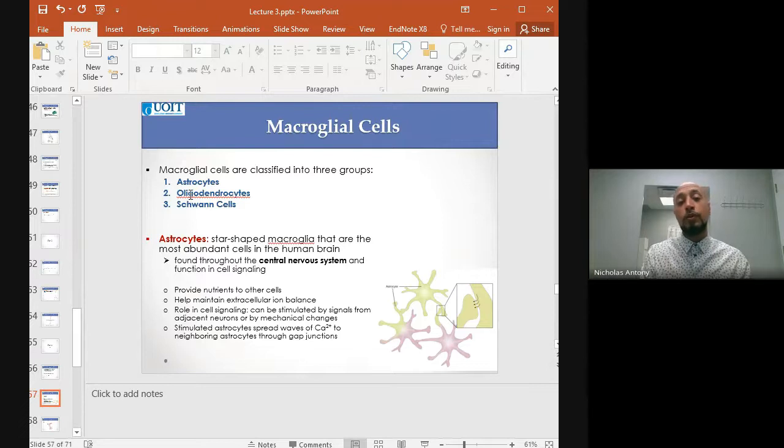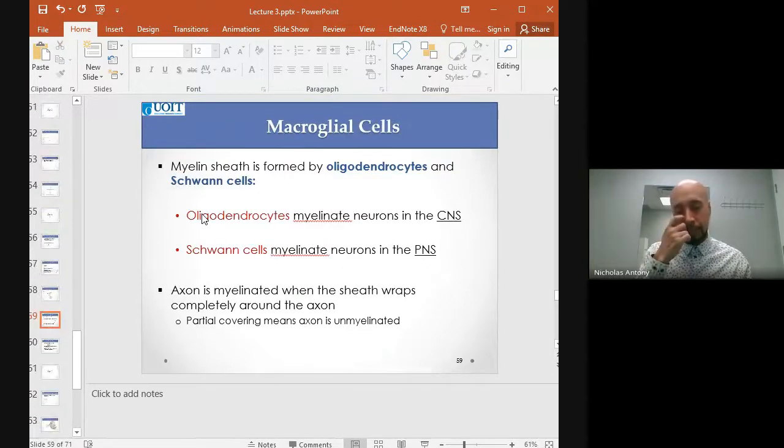That leaves us with the two other types of macroglial cells, which are the oligodendrocytes and the Schwann cells. And I know, again, probably Jen and Michaela are stressing out. It's just a lot of words. But the oligodendrocytes and Schwann cells are both utilized to produce myelin. And what is myelin used for?